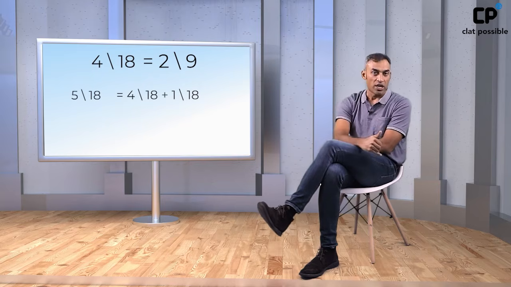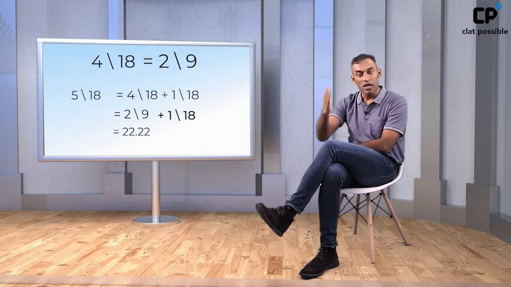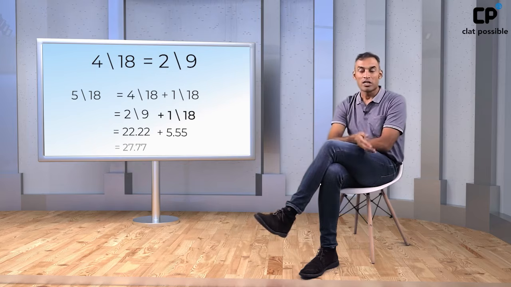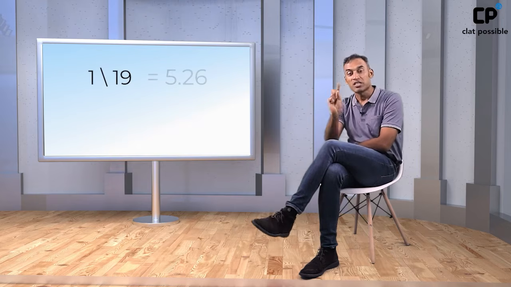We know what is 4 upon 18. We can convert that into a 2 upon 9. And 2 upon 9 is 22.22. And similarly, 1 upon 18 is 5.55. So we add both of them and get the answer, right? Which is 27.77. Similarly, 1 upon 19 is 5.26.